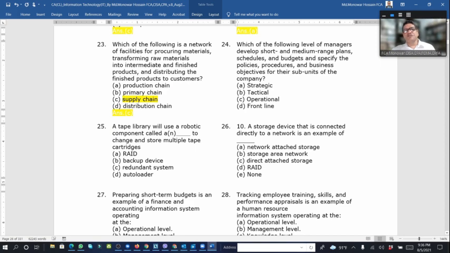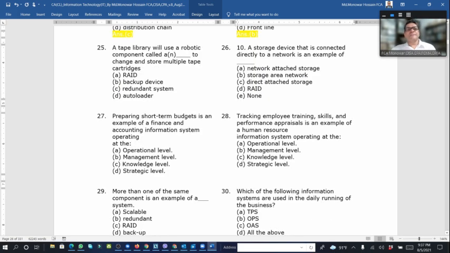And if we go for 24, which of the following levels of managers, we know there are different types of managers within the organization, develops short and medium range plans, schedules and budgets, and specifies the policies, procedures and business objectives for their sub-unit of the company? What would be the answer? Strategic, tactical, operational, frontline. Which manager? Here it says tactical.